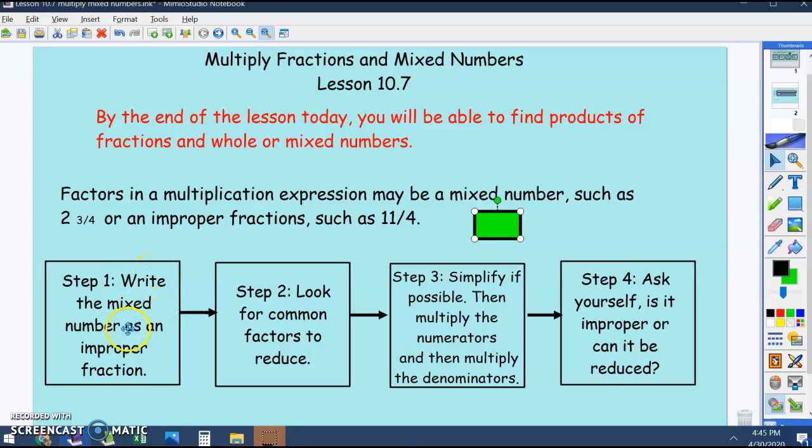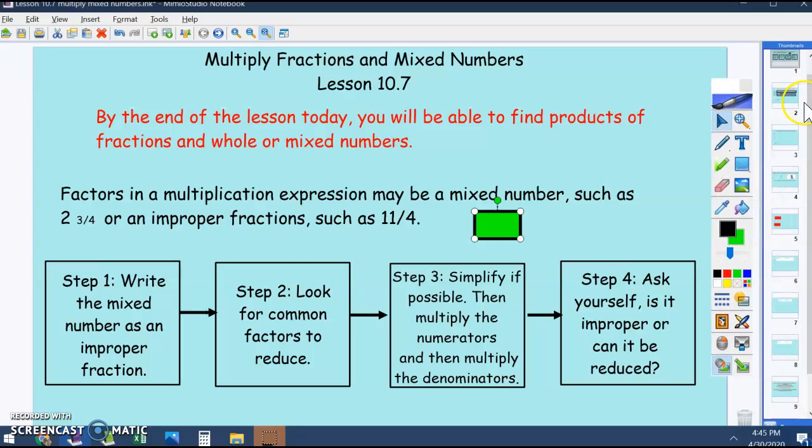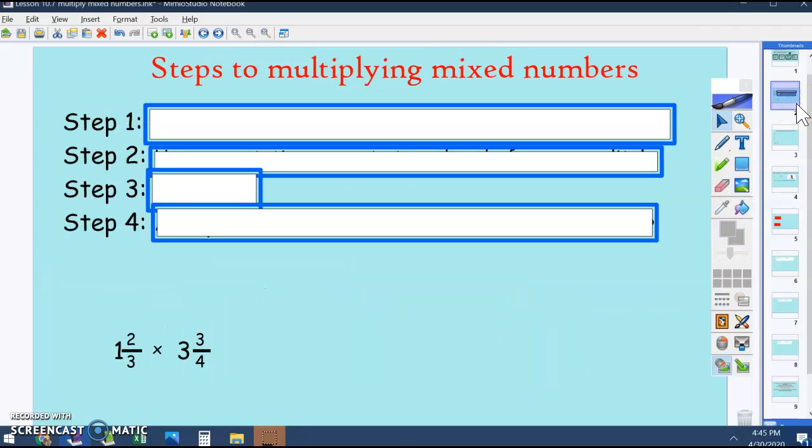First, you write the mixed number as an improper fraction. Then you look for common factors so that you can reduce your work prior to multiplying, and I'll go over that in a second. Then you simplify if possible, and then you multiply your numerators, then multiply the denominators. And then you ask yourself those two very important questions when you're done. Is it improper or can it be reduced? So let's look at those a little bit slower.